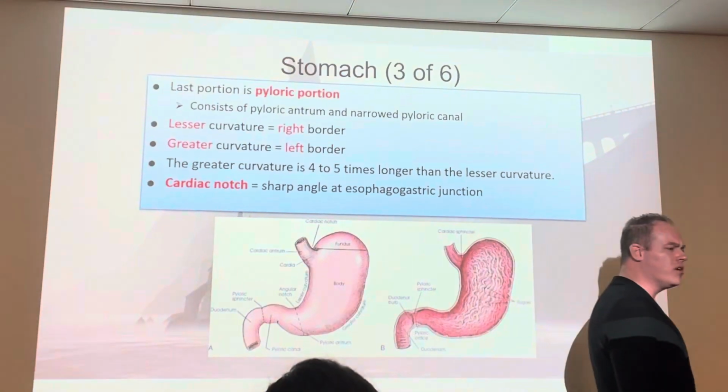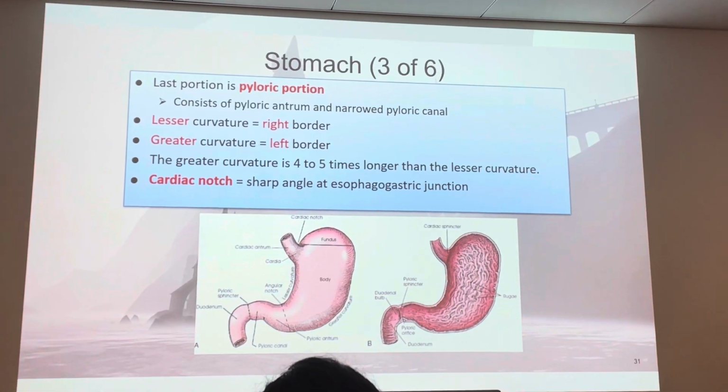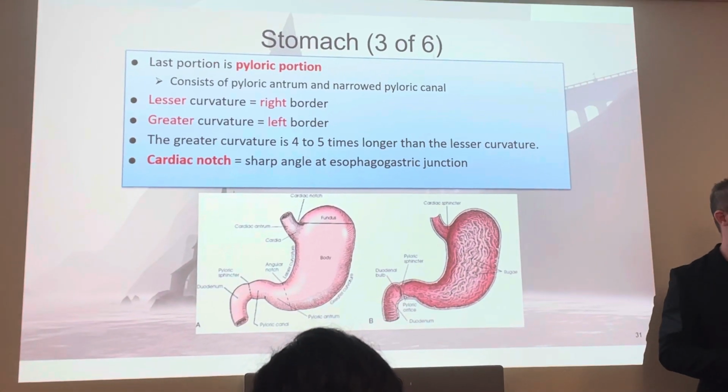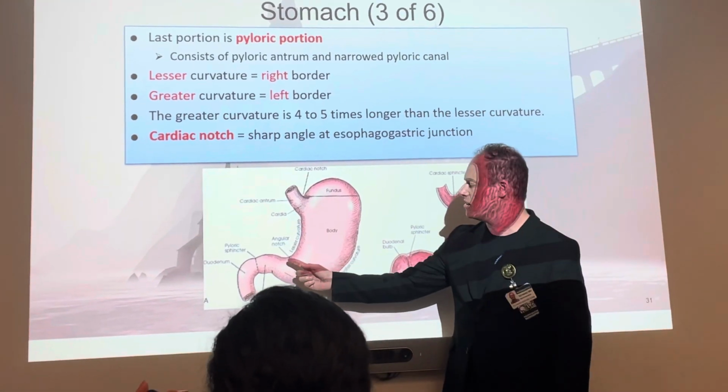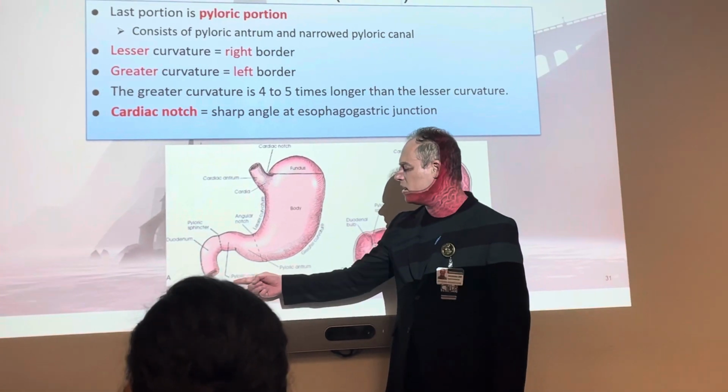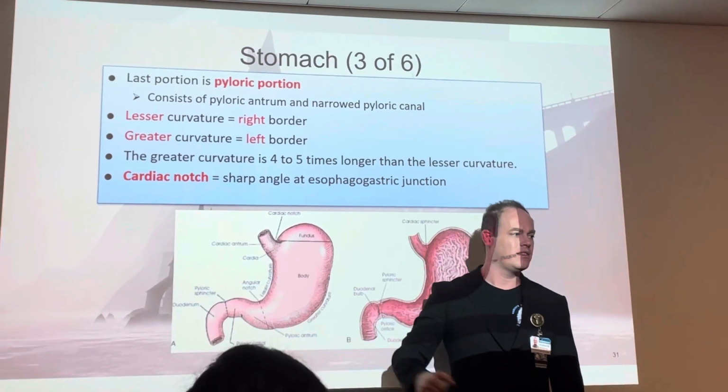Now, do you guys remember from fluoro, doctors calling that the C loop? Have y'all heard them use that term? That's what they're talking about when they say the C loop. They're talking about the pylorus and the duodenum. It actually makes a C-type shape. That's that C loop.